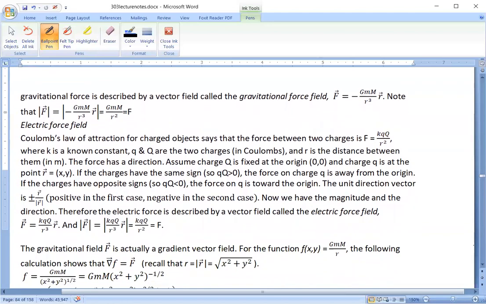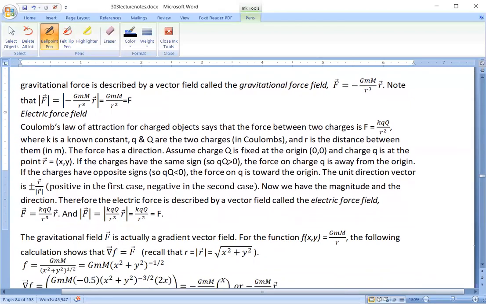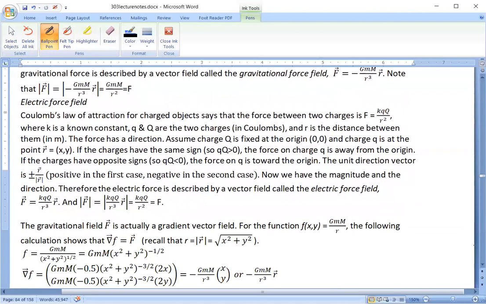So let's check it out. First of all, let's write f in coordinates. So it's GMm over x squared plus y squared to the half. Let's rewrite it out because we're about to take derivatives. Now let's calculate the gradient. The gradient of function f is, first take the derivative with respect to x, you get GMm, which is just a constant here, times negative half times x squared plus y squared to the negative 3 halves, chain rule times 2x. And then again, very similarly for df/dy. So you get this.